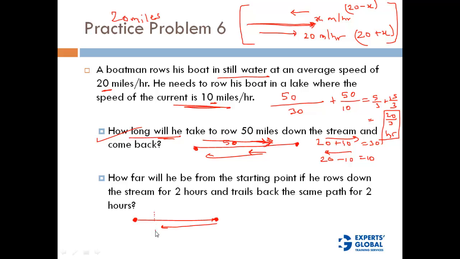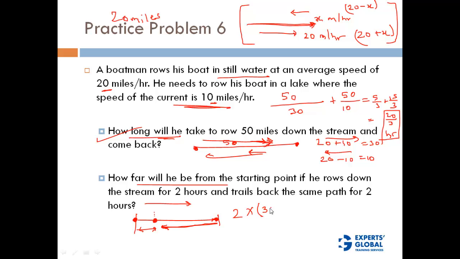That is because he is rowing upstream, so his speed is going to be slow, so he will not be able to cover this much distance. So he is going to be somewhere here. We are interested in finding this distance because the question is how far will he be from the original point. So that is going to be distance covered downstream minus distance covered upstream. So distance covered downstream is going to be time into speed of downstream.